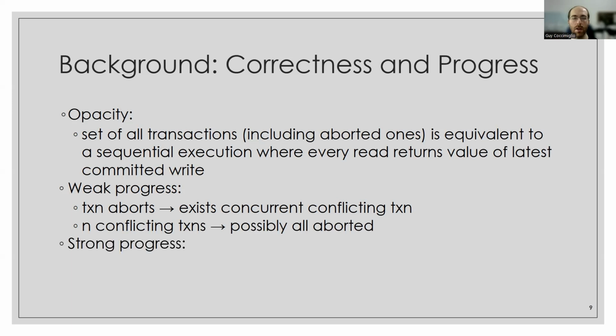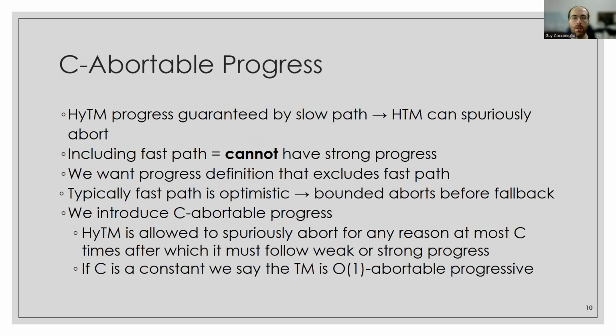This is in contrast to strong progress, which says that if we have n conflicting transactions, then at least one must commit. This leads naturally to one of our contributions, the introduction of a new progress condition that we refer to as C abortable progress. So as I mentioned, a hybrid TM cannot guarantee progress without a software-based fallback path. This means that if we include the fast path in our correctness arguments, then we will never be able to achieve strong progress, because even if we have only one hardware transaction, then this transaction can still spuriously abort. So we want a progress definition that will exclude the fast path.